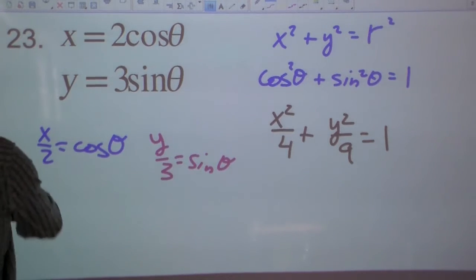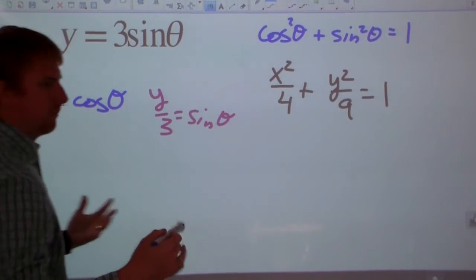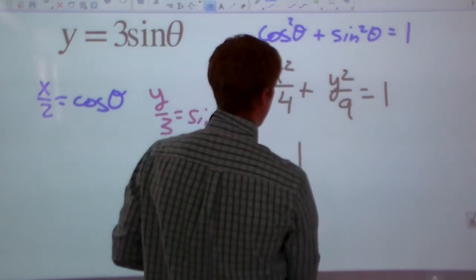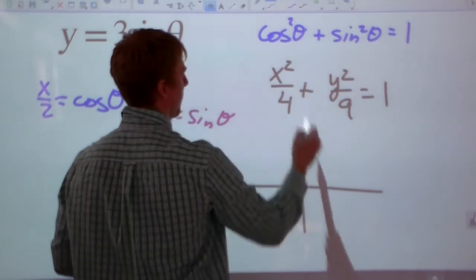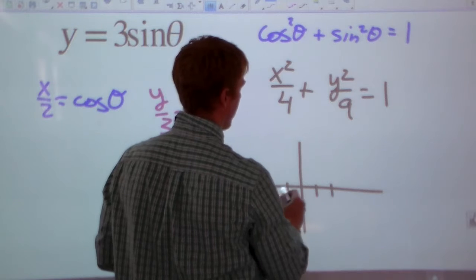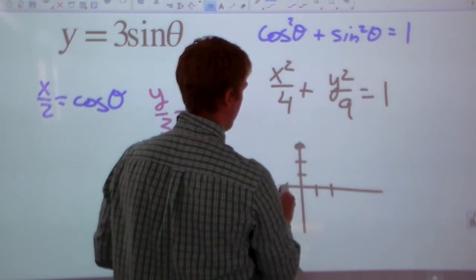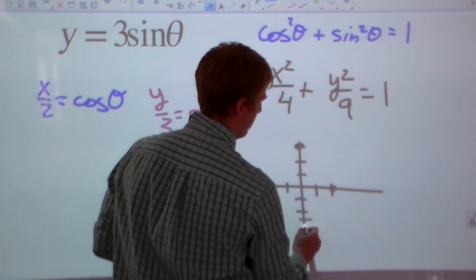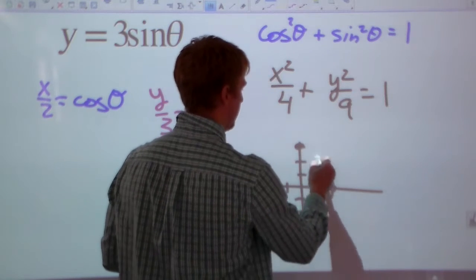So now we've got the general equation for an ellipse, or standard form for a function at least. The center there would be at 0, 0. We're going to go 2 in the x direction. We're going to go 3 in the y. Put some vertices on there. And there is our ellipse.